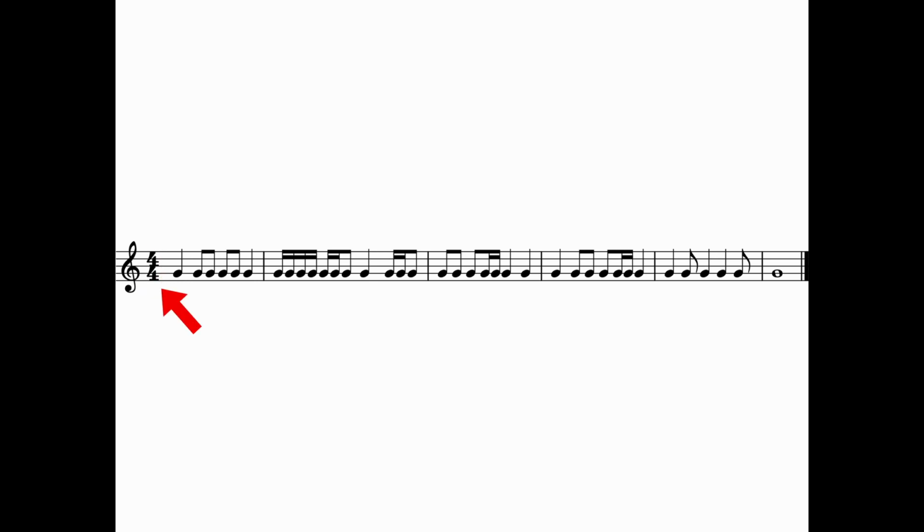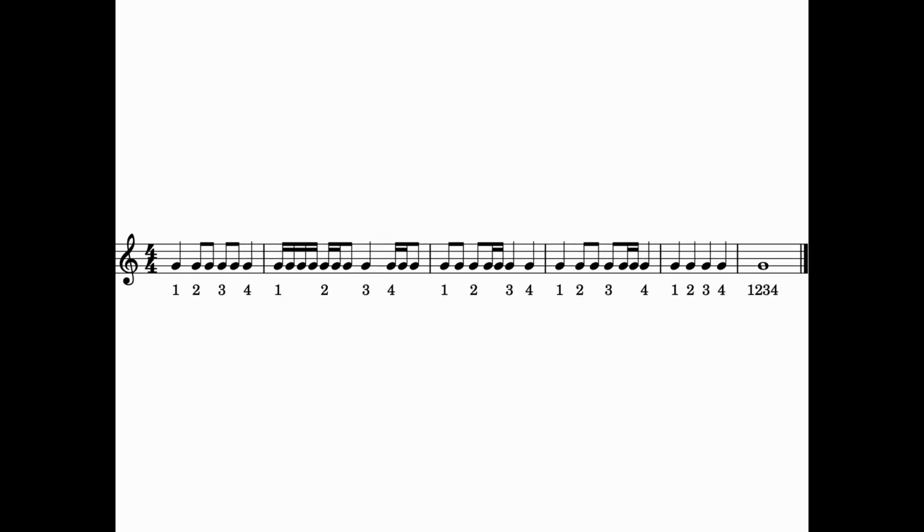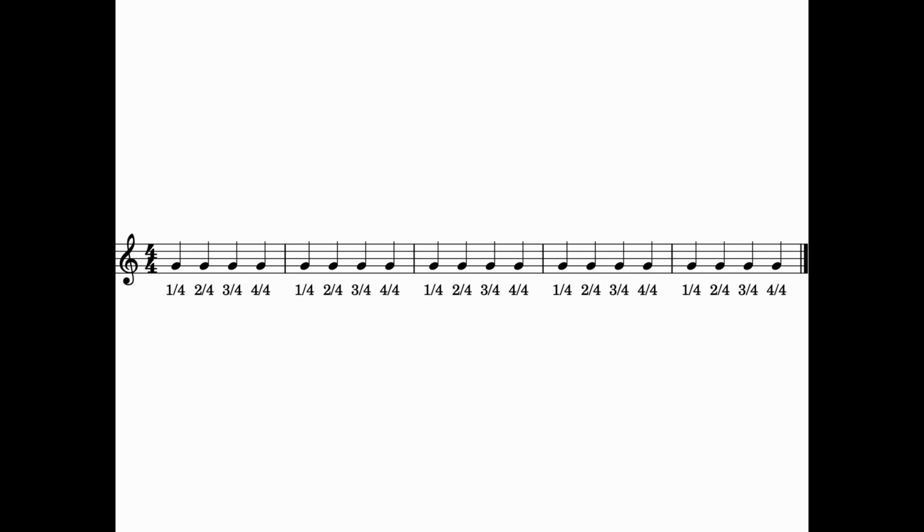The bottom number tells us what note gets the beat, and the top number tells us how many beats there are in a measure. Most songs have 4 beats in a measure, and the most common time signature is 4/4. Because of how common 4 beats in a measure are, we call each beat a quarter note, because each one takes up a quarter of a measure. If the bottom number was an 8 and the top number is 6, then the 8th note would get the beat, and there would be 6 beats in a measure.